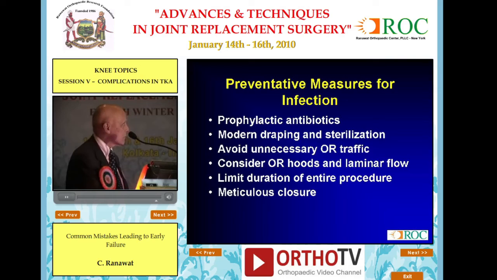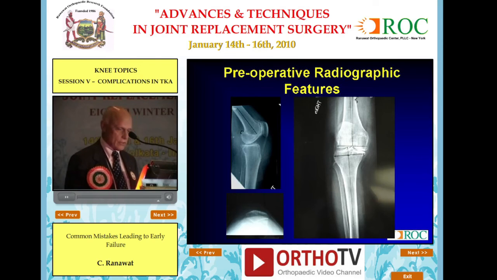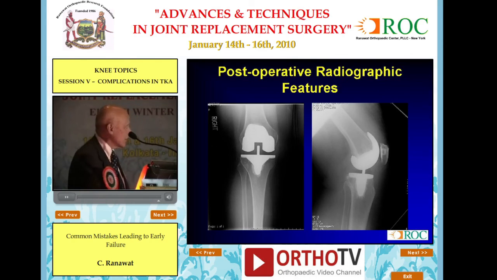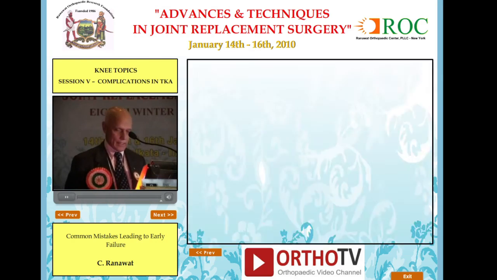Prevent infection by prophylactic antibiotic, proper draping, avoid OR traffic, consider OR hoods and laminar flow, limit the operation time, and meticulous closure of the incision. If you do this, such a knee should look like that: a cut at 90 degrees, a lateralized femur, good cement mantle, slight posterior slope, and the way to judge it, you extend this, it should cut the anterior cortex. I thank you for your attention.